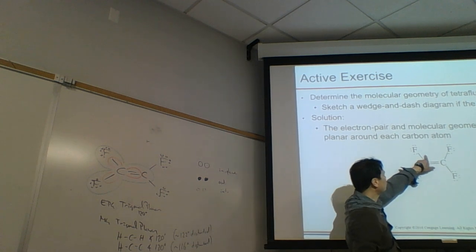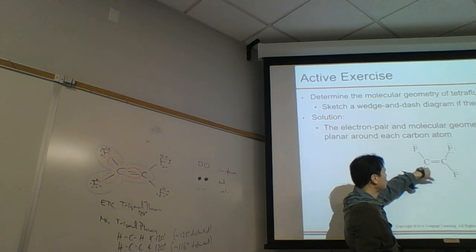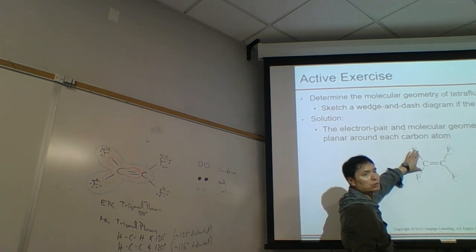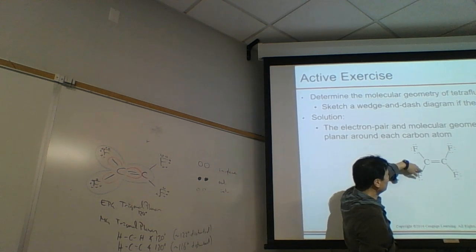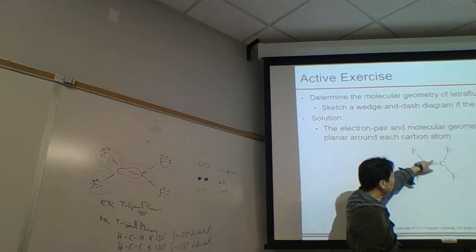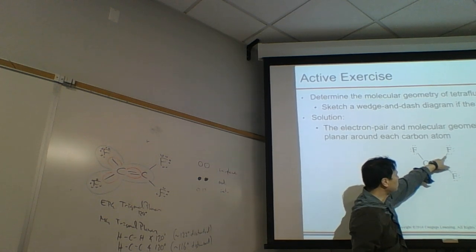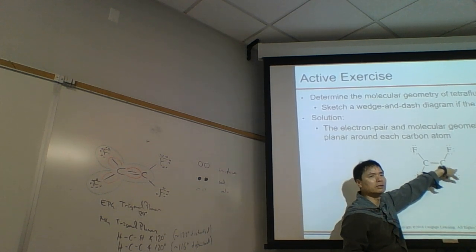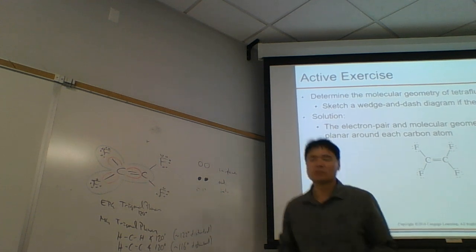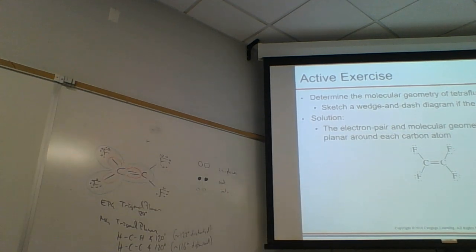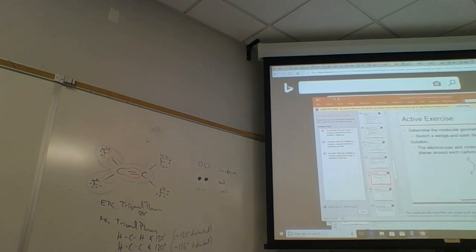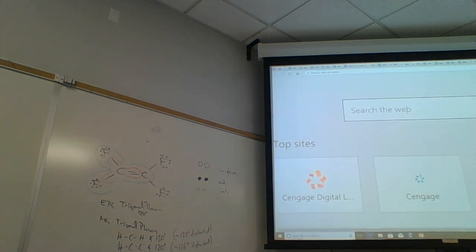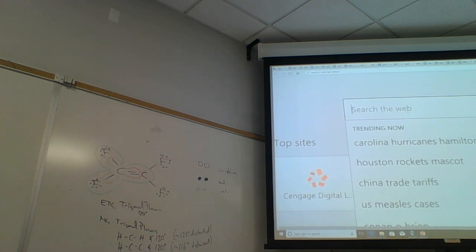If this one's distorted by 2 and this one's distorted by 2, then this one's going to be distorted by 4. So it's going to be 116. So this angle is going to be about 116. This angle is going to be about 122, 122, 122, 122, and 116. Those would be the angles. Well, we should compare that with experimental or factual data.